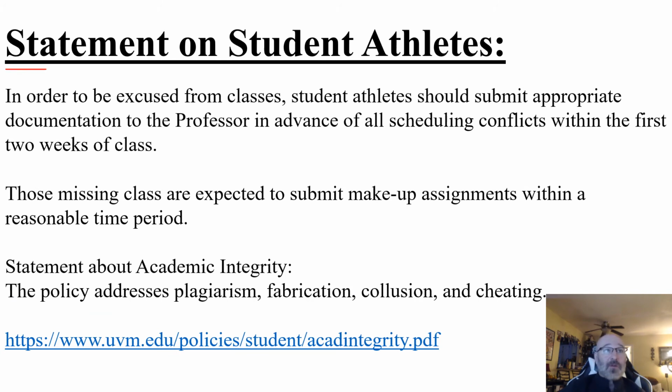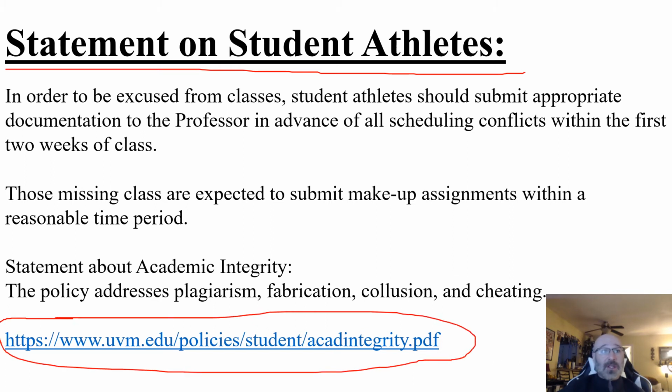Another statement, if you are a student athlete, there are some policies that we have here, and we can see the link is down below here. And I ask if you are a student athlete and you're going to be missing some classes and need to make up assignments, please just let me know in advance and we can make those accommodations for you.